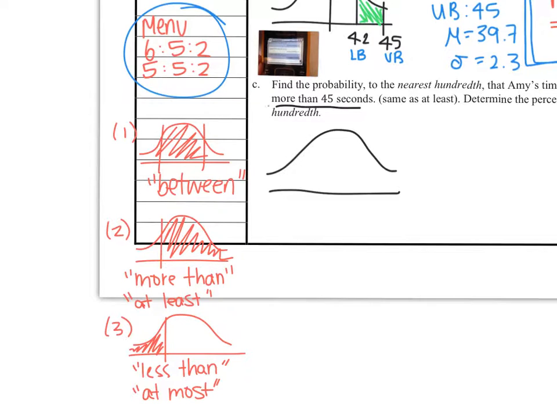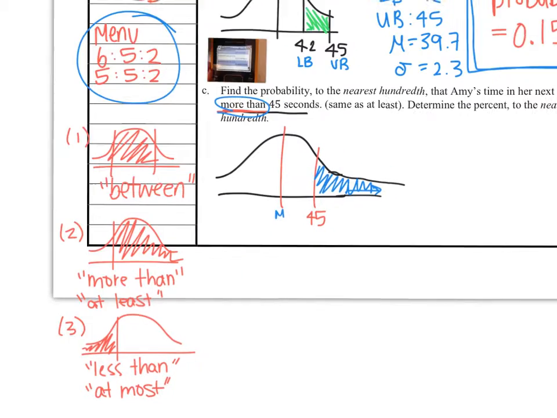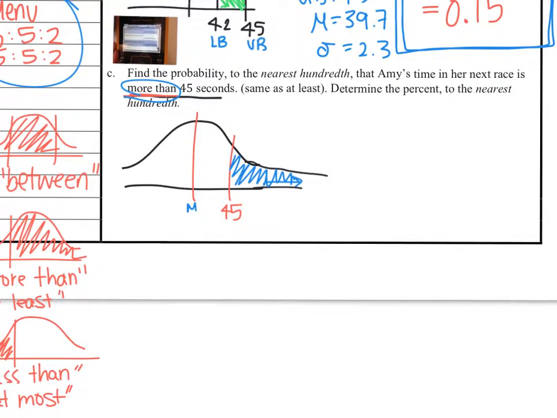So when I look back at this example and I need to be more than 45, well, remember 45 is to the right of that mean of 39.7, 45 is here. I'm not shading in between them, so don't think that just because you draw that line in the middle for the mean that you're going to shade in between. It says more than 45 seconds, so I'm shading to the right. This does go on infinitely. It just gets infinitely small, but it does go on forever. So keep that in mind when we come up with our lower bound and upper bound, because that does make a difference in our problem.